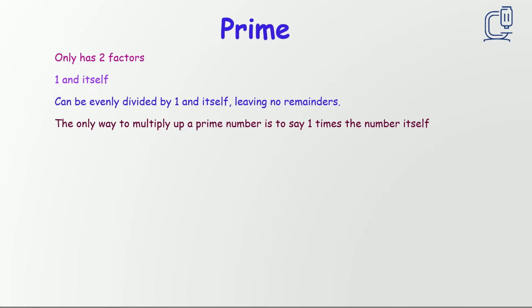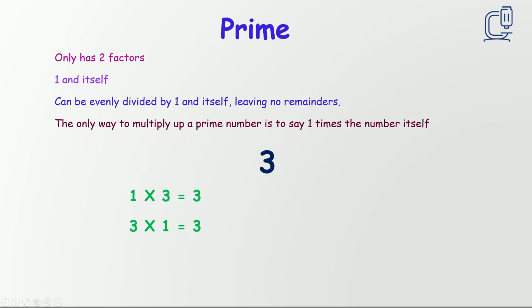Let's take the example of the number 3. Is it a prime number? To work this out, we need to ask ourselves what numbers multiplied together can give us 3. 1 times 3 is 3, or 3 times 1 is 3. This is the only way using natural numbers we can make 3.